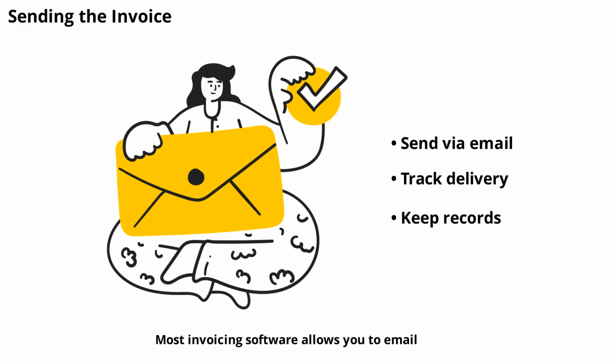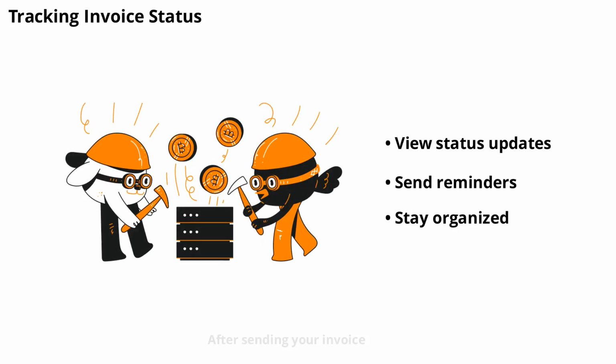Most invoicing software allows you to email the invoice directly to your employer or client. Some platforms also offer tracking, so you'll know when your invoice has been viewed. Make sure to send it to the correct email address and keep a record of the sent invoice for your files. After sending your invoice, you can track its status within the software.